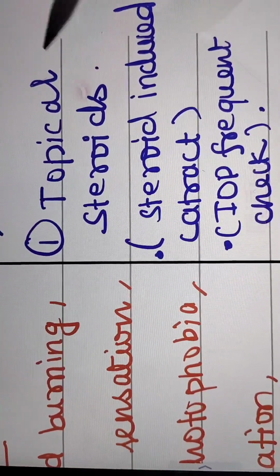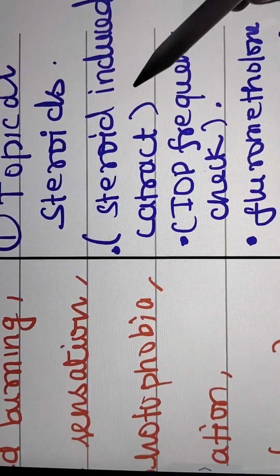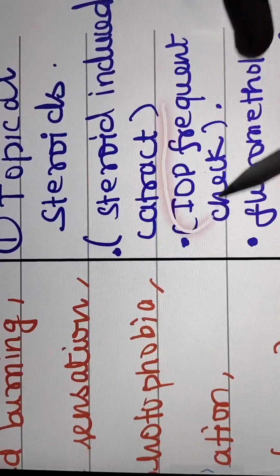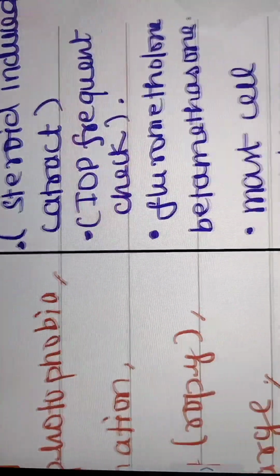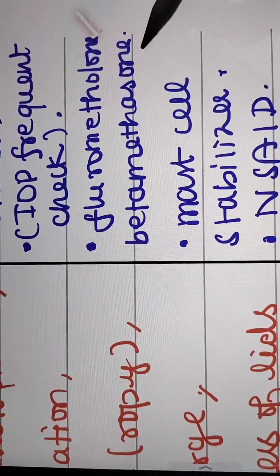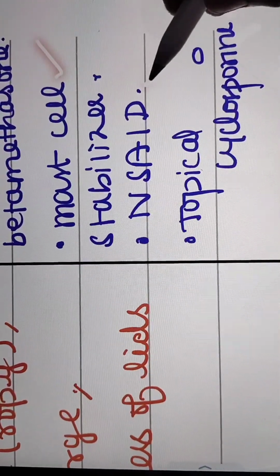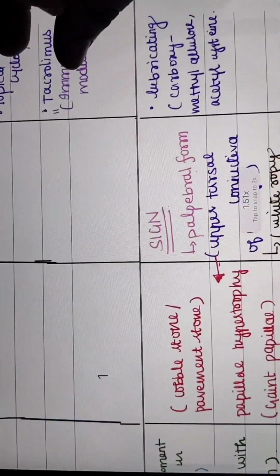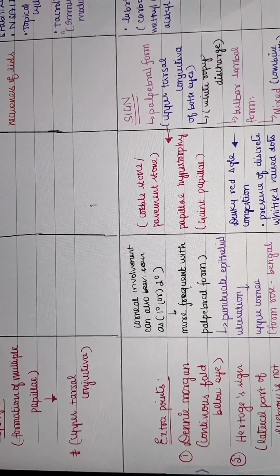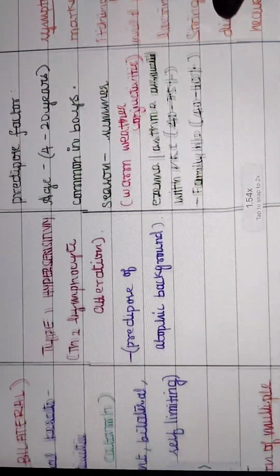Now we are going to see the treatment for the same. What are we going to give? We are going to give topical steroids, and we can get steroid induced cataract, and we have to regularly check IOP if we give steroids. Then we can give fluorometholone, betamethasone in the steroid group. Next we have mast cell stabilizer, NSAID, topical cyclosporine, and tacrolimus, which are immunomodulators. So these are some of the things, and we can give lubricating eye drops, that is your cellulose and acetylcysteine. Okay, so these are the treatment and important features for vernal keratoconjunctivitis.